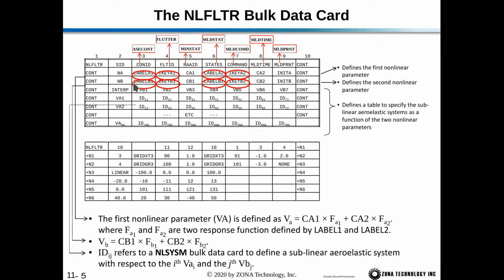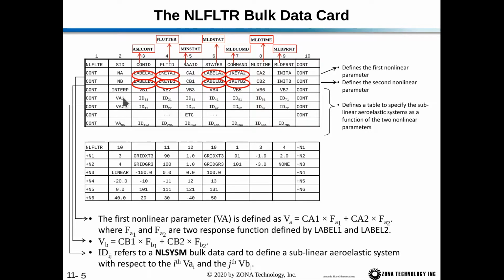The second nonlinear parameter is the same thing. We have a label and I key, and then a factor, and then a label, I key, and a second factor. Lastly, we have the init A and init B. These define the initial value of the nonlinear parameter at time 0. And then lastly, we have the third section, which defines a table of nonlinear system matrices.